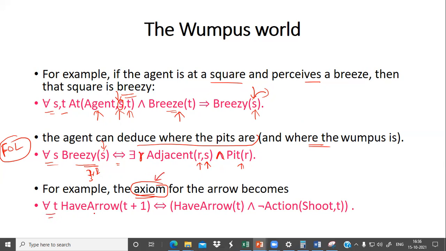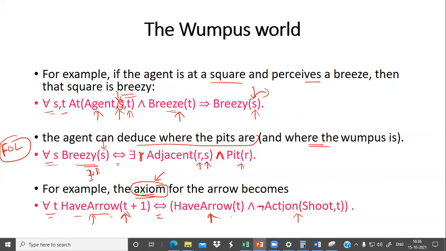For all t, have arrow at t plus 1. If the agent is having the arrow at t plus 1, then it means what? The agent has not used the arrow at time t. For all t, have arrow at t plus 1 is bidirectionally equivalent to have arrow at t and not using that arrow. So the shoot action has not taken place at time t. If the shoot action has not taken place at time t and the agent is holding the arrow at time t, then the agent will also have the arrow at time t plus 1.